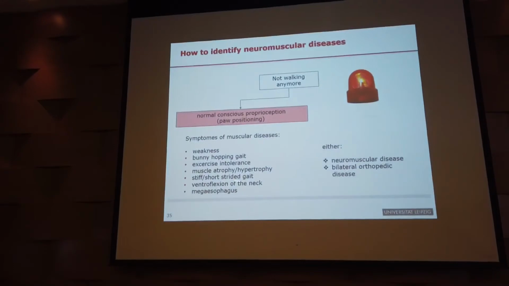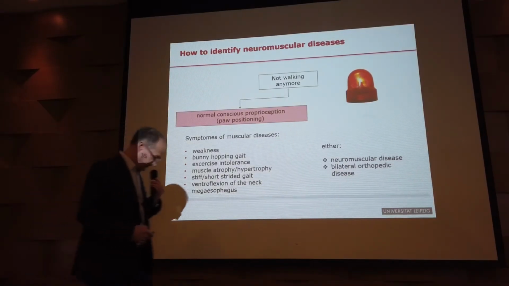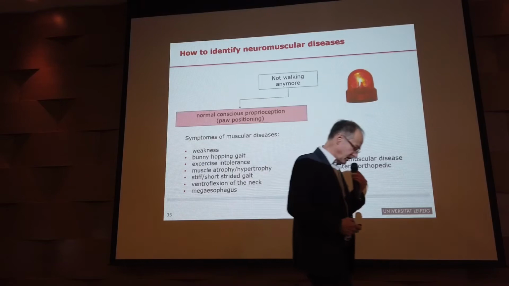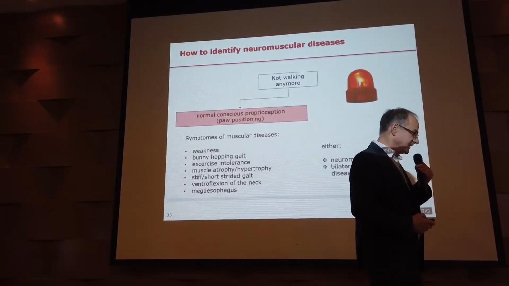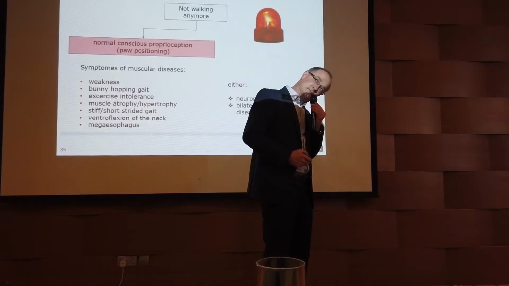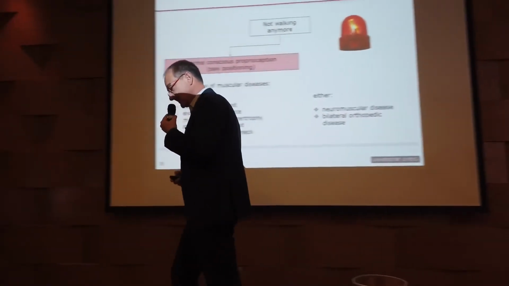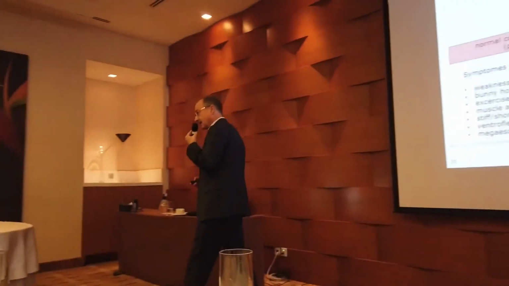Ventroflexion of the neck, something we have not mentioned yet, more common in cats. They cannot lift up their neck. They walk around like that. And if they want to look up, since they cannot lift up the neck, they do something like that. They turn their neck to look up. But otherwise they walk around like that. Neuromuscular disease, very specific in cats.